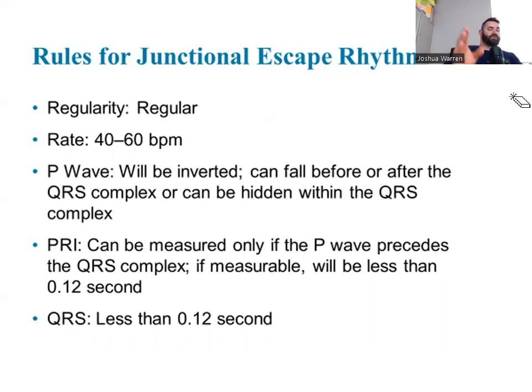The P wave will either be inverted or missing. The PR interval can only be measured if the P wave is there, and it'll probably be inverted. But the QRS is less than 3 blocks. This is how you know it's junctional: it's regular, it has an inverted or missing P, and it has a skinny QRS.